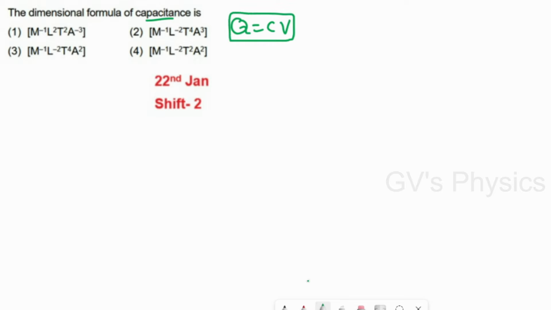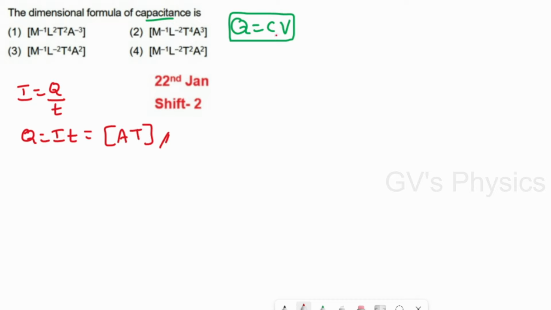First, to find the dimension formula for charge, we can take the basic formula: current is equal to charge by time. So charge Q is equal to I into T. In the place of current, we can substitute ampere, and for time it's capital T.